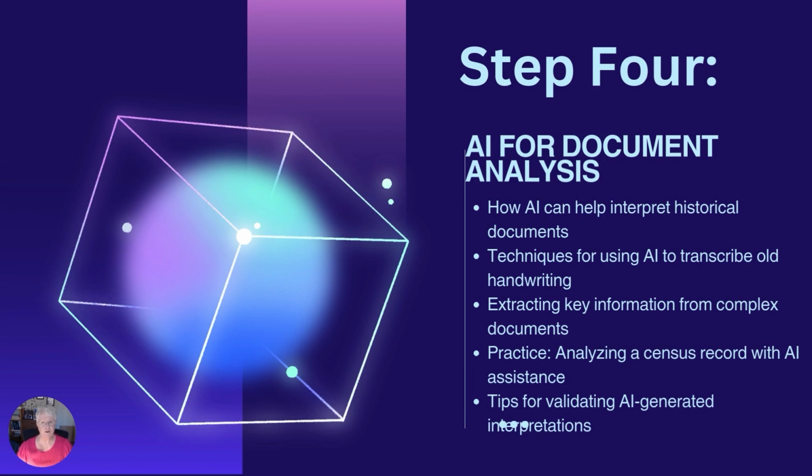Today we're diving into one of the most exciting applications of AI in genealogy, and that is document analysis. I'll show you how you can get AI to help you unlock information from historical documents, from census records to old letters and wills, and you'll learn practical techniques that you can start using immediately to interpret your family documents. I'll also give you a couple of practical examples and a live demonstration. And along the way, tips for validating your AI-generated interpretations.